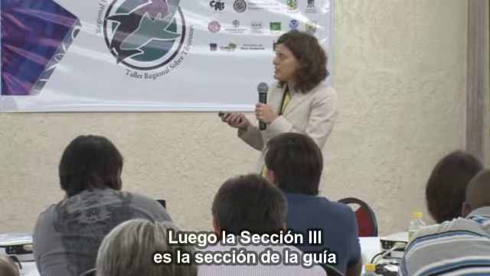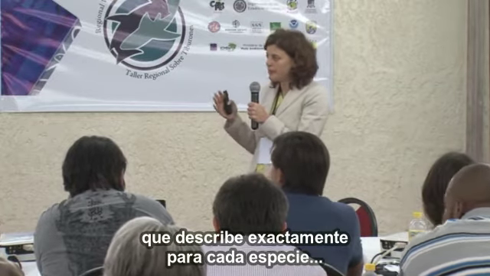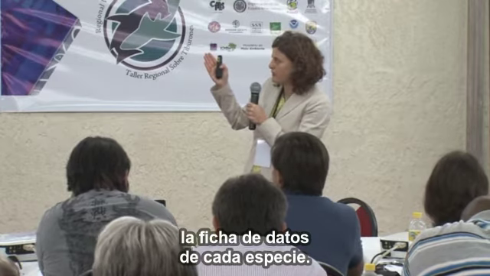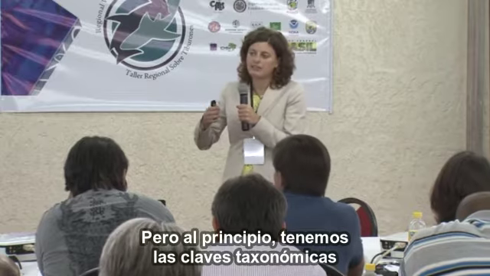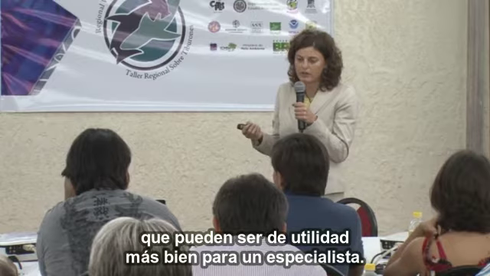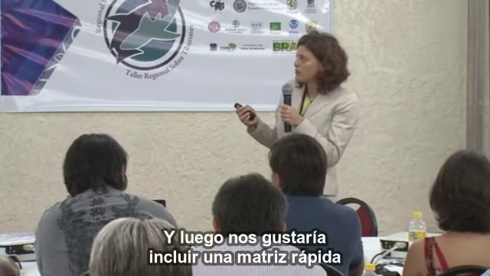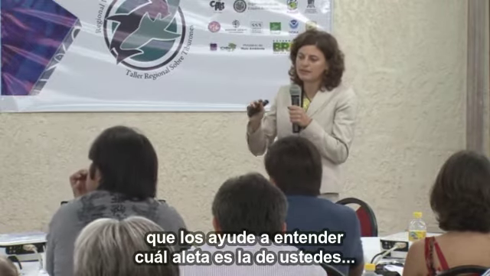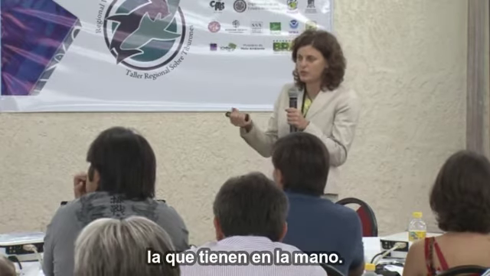Then section 3 is the section in the guide that describes exactly, for each species, the fact sheet. But at the beginning we have the taxonomic keys that can be helpful for more specialist users, and then we would like to include a quick matrix that helps you to understand which fin can be yours, the one that you have in your hand.